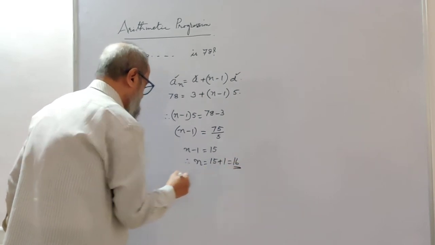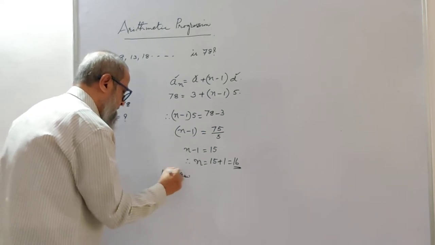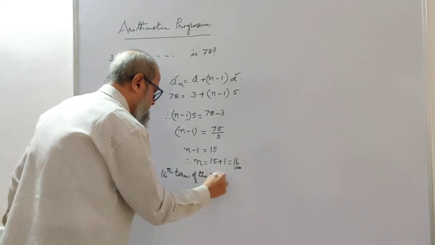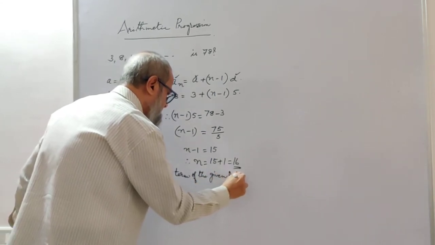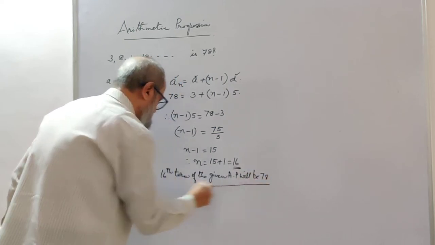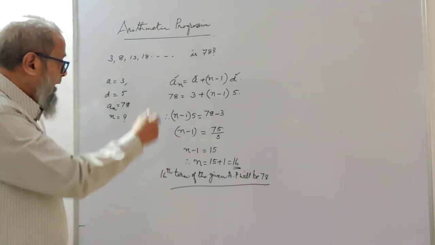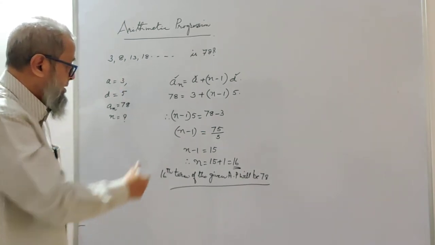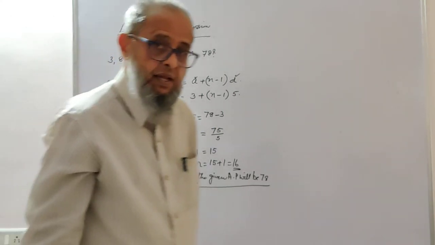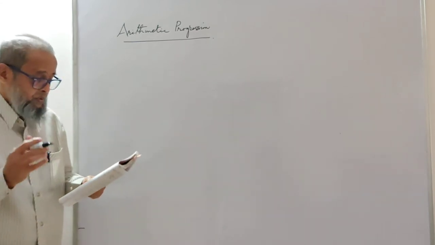So, the 16th term of the given AP will be 78. This is the answer. This is how you have to write the answer: 16th term of the given AP will be 78. I hope you have understood how to do it. We have done one problem.